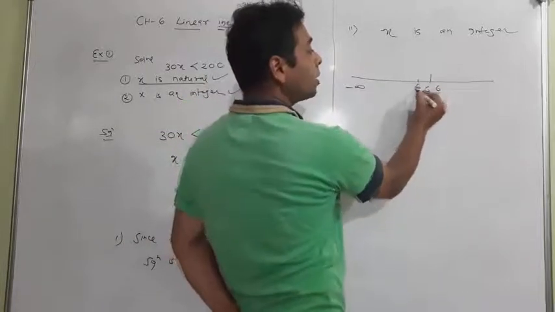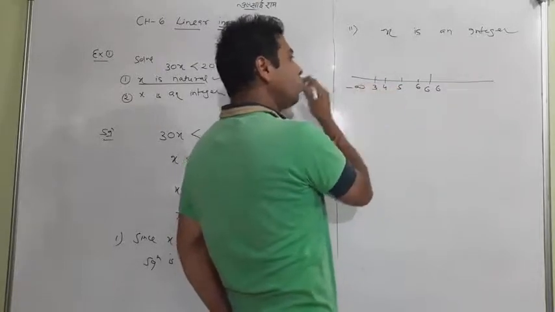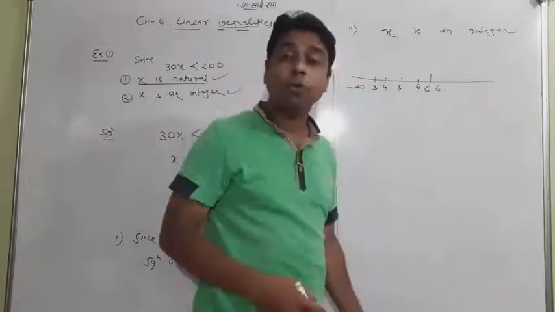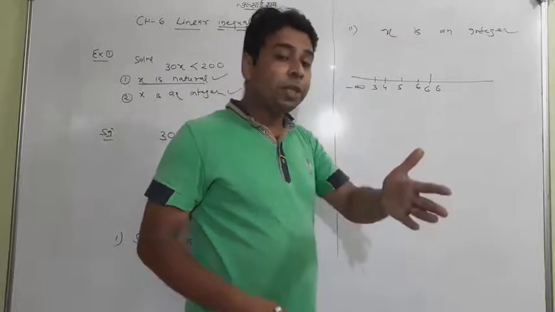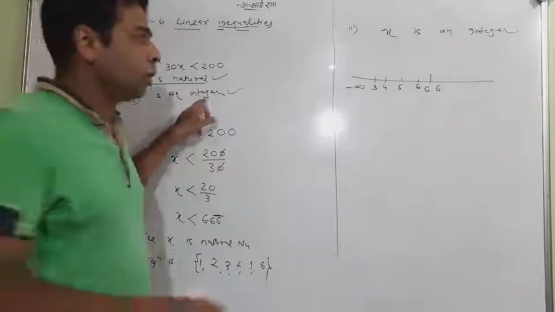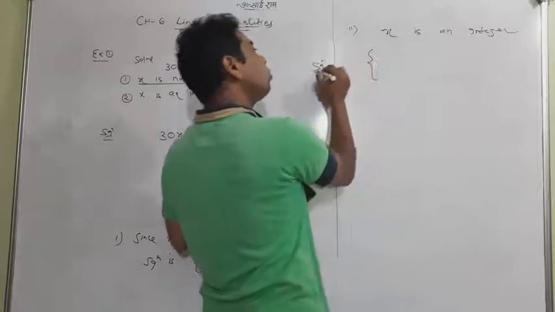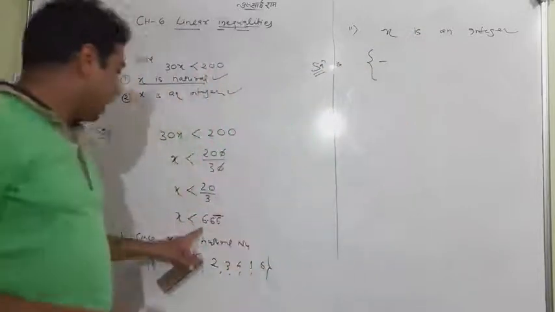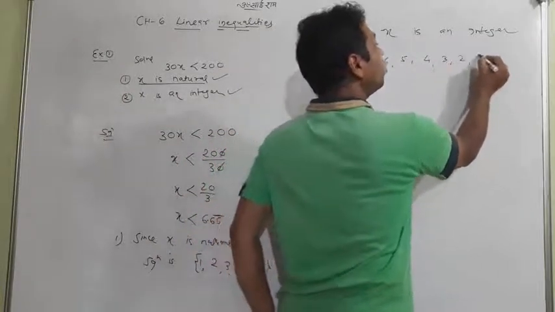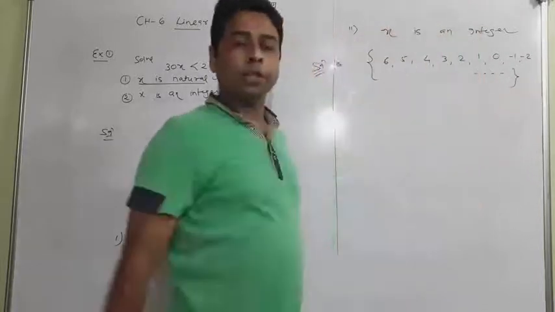Just touch. It is 6. It is 5. It is 4. It is 3. Just go in a decreasing order. 2, 1, 0, -1, -2, -3, -4, minus till infinity. What is its meaning? Because those I'm speaking about are all integers. So if you focus on x being an integer, what is the solution coming? It is coming x less than 6, meaning 6, 5, 4, 3, 2, 1, 0, -1, -2 and till infinity.